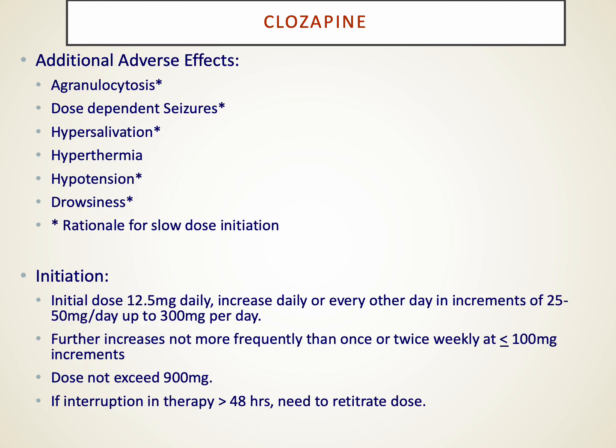The adverse effect profile is significant, the worst of which, or the most notorious of which, is agranulocytosis, suppression of bone marrow. Most importantly are neutrophils, but you can see a suppression in red cells and in platelets to some degree sometimes as well. We also see dose-dependent seizure risk, hypersalivation, hypotension, drowsiness. All of those are dose-related.